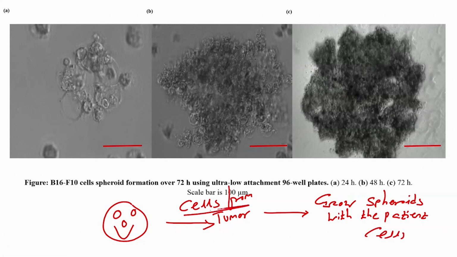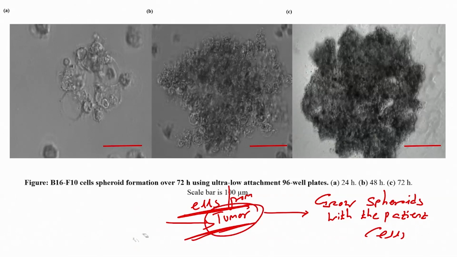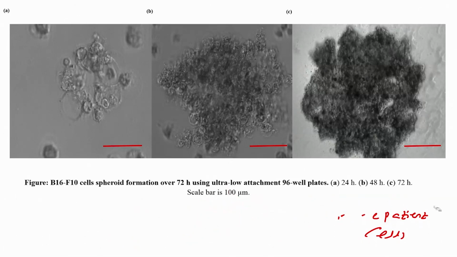These cells are extracted from the patient, right, from the tumor region. So, let us see how it looks like when you extract these cells which are cancer cells, right, and you want to grow a spheroid in the laboratory. Then you have to load these cells in ultra low attachment 96 well plates, okay. And this is example of B16F10 cells spheroid formation over 72 hours.